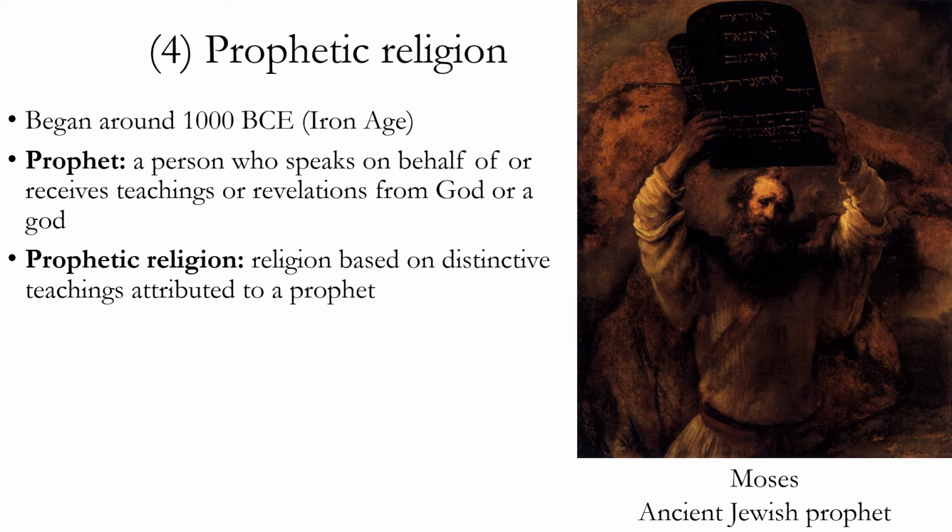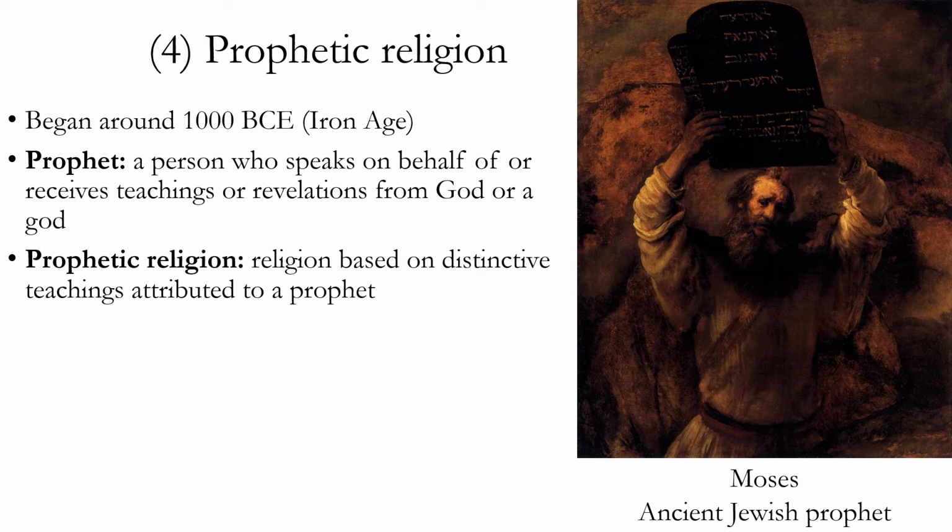As I understand it, the tin makes the copper more tough and durable, but iron tools and weapons are more durable still than bronze, and so it quickly spread as a new metalworking technology. So a prophet is a person who speaks on behalf of or receives teachings or revelations from God or some other god or spirit.